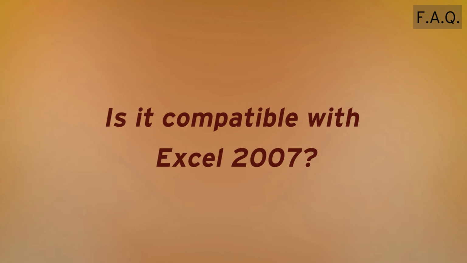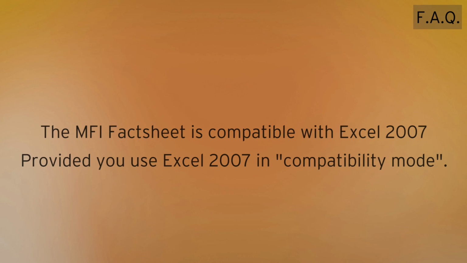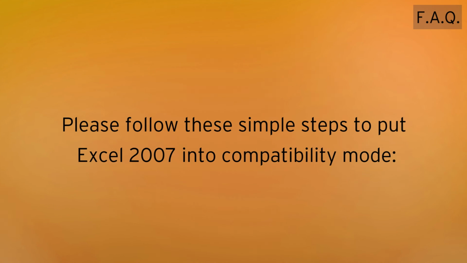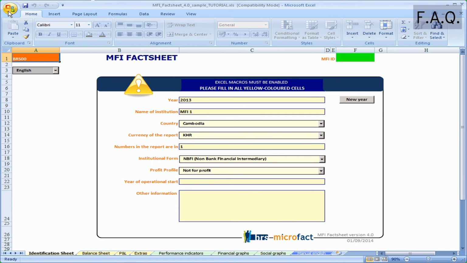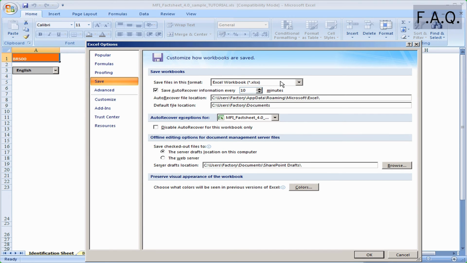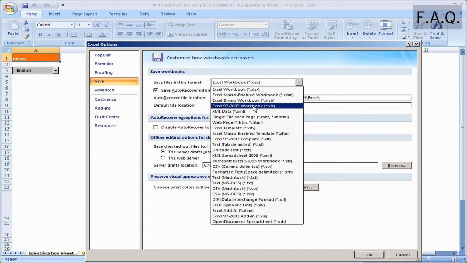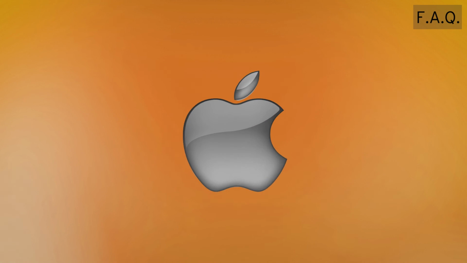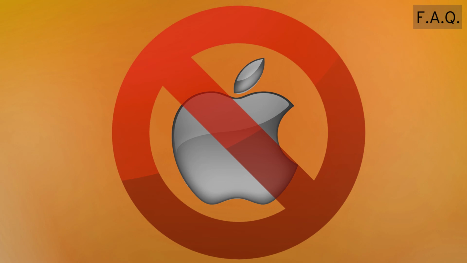Is it compatible with Excel 2007? Yes, the MFI Factsheet is compatible with Excel 2007 provided you use Excel 2007 in compatibility mode. Please follow these simple steps to put Excel 2007 into compatibility mode. Click Microsoft Office button. Click Excel Options. Click on Save in the list of options on the left and use the drop-down menu to select Excel 97-2003 Workbook. All future files that you save will have the file extension XLS rather than the 2007 XLSX extension. Please note that the MFI Factsheet is not compatible with Mac.